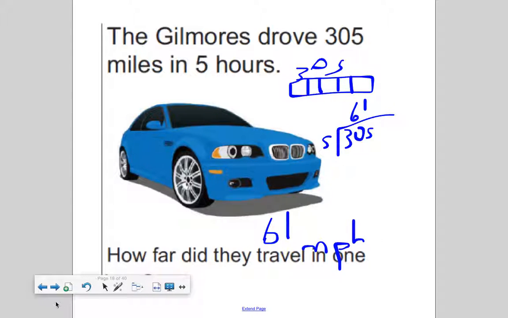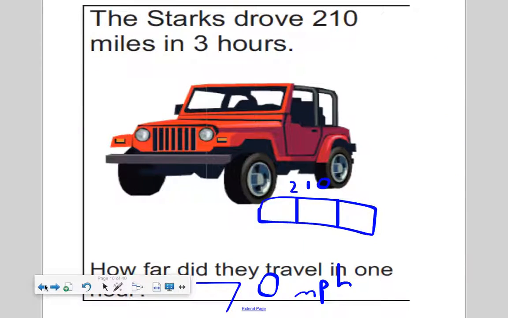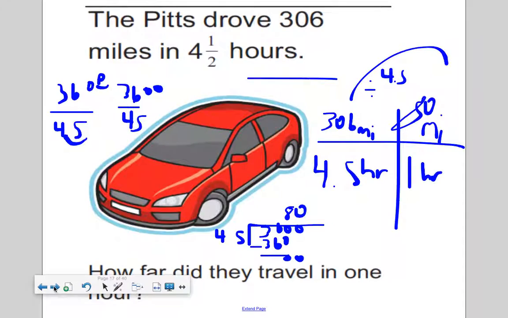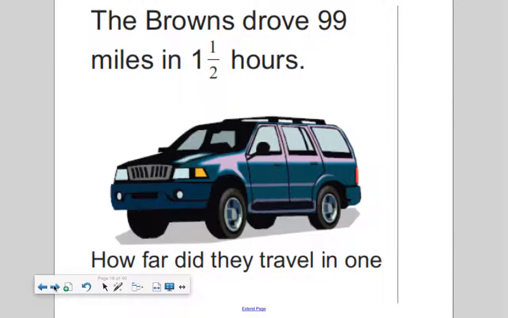So far, wait. So let's see. Pitts, fastest, 80 miles per hour. Then Stark's family, 70 miles per hour. Then Gilmore, 61 miles per hour. And last family, the Browns family drove 99 miles in 1.5 hours. So let's set up as a rate problem. So we have 99 miles, and that takes them 1.5 hours.